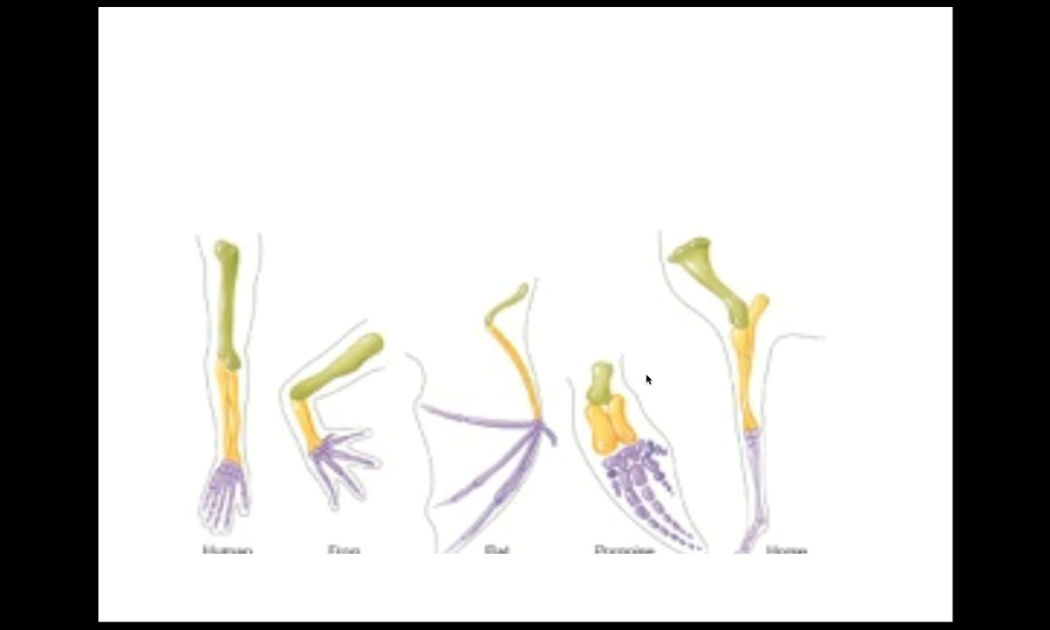Another example of homologous structures, just showing all the bones: humerus, humerus, humerus. All of them have a humerus, radius, ulna, phalanges, metacarpals, carpals. Horse, alligator, bat, porpoise, and human.